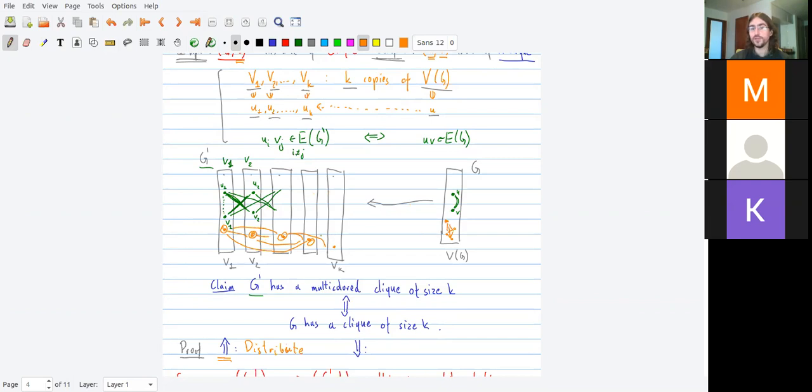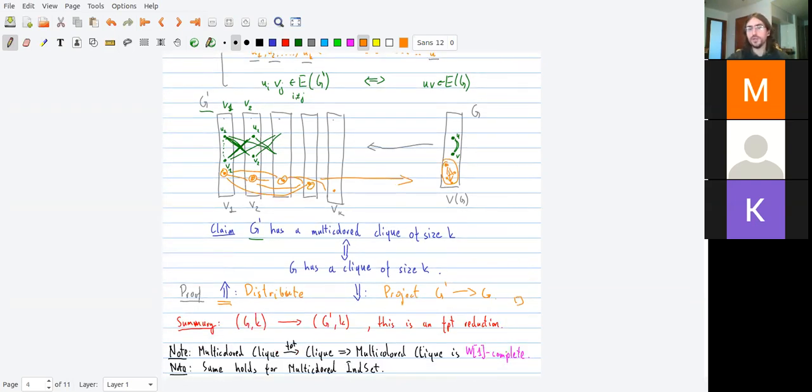So what I can do is just project them to a set of vertices in the original graph, and they need to be pairwise adjacent because these vertices were adjacent in G prime. Yeah. So here I just project from G prime to G. So this proves this claim.